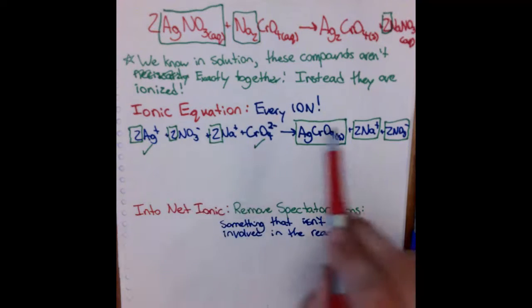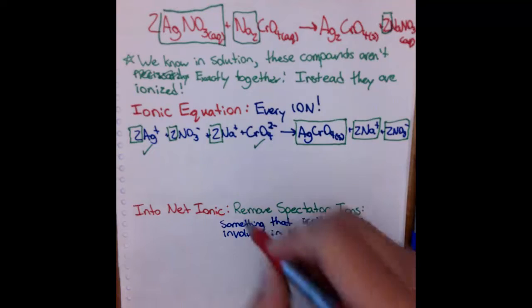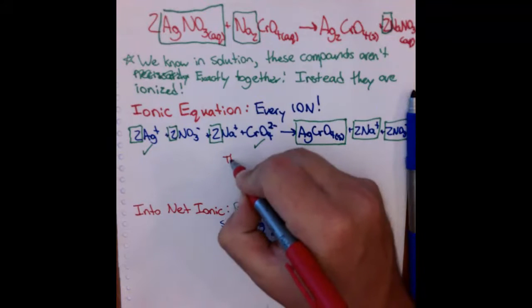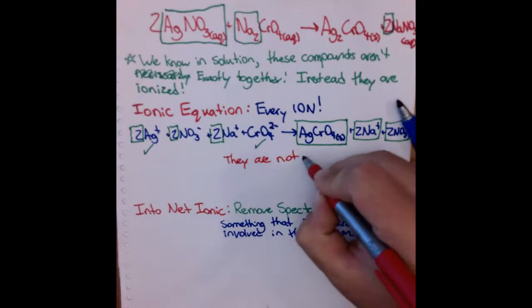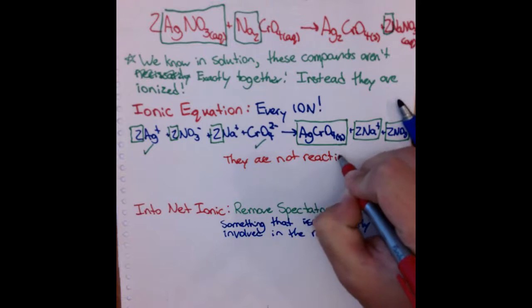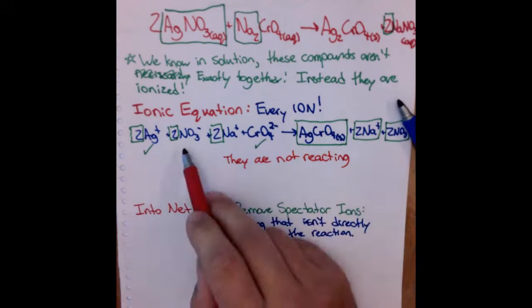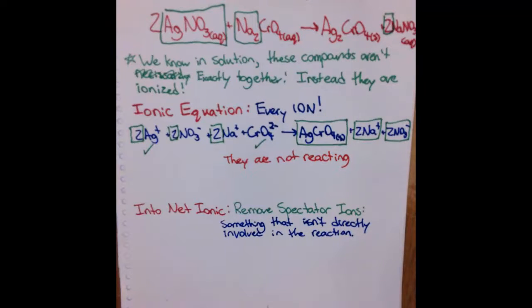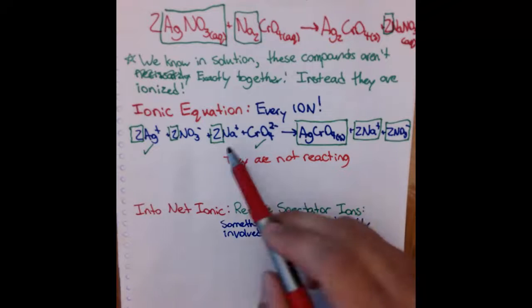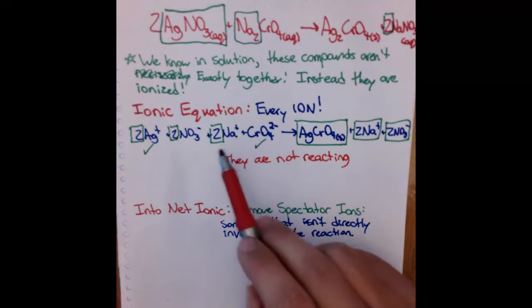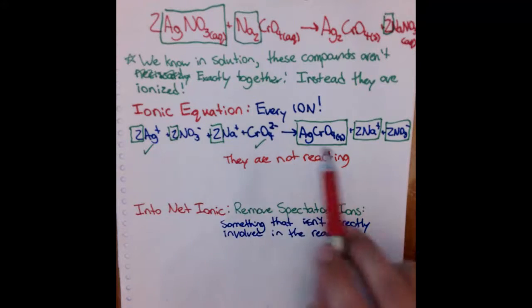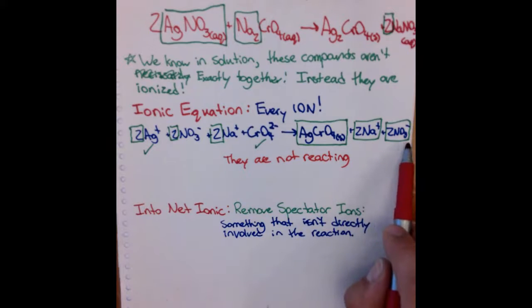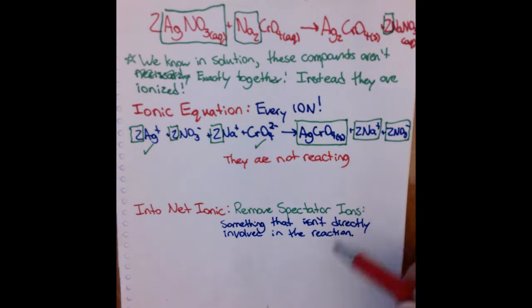And when I see them on both sides, that indicates to me that they're not reacting. They have remained unchanged throughout this entire chemical reaction. So that is what we identify as our spectator ions. If we see something on the left side of the reaction and it remains completely unchanged on the right side of the reaction, we're just going to eliminate those from the equation.